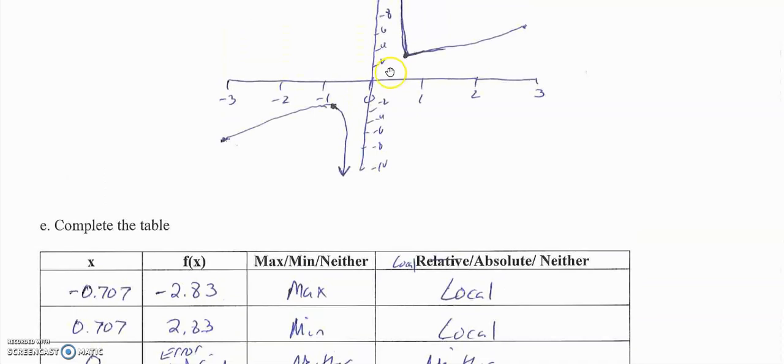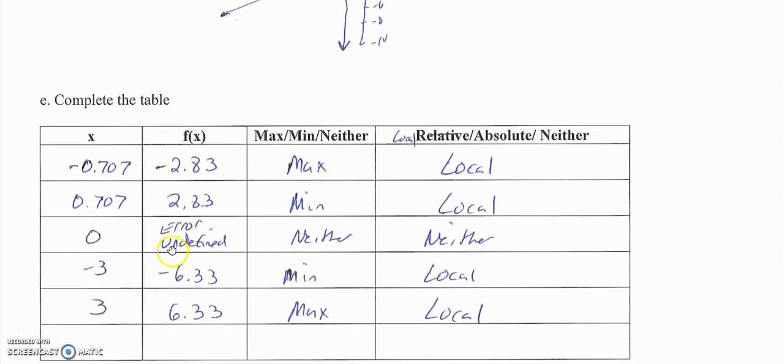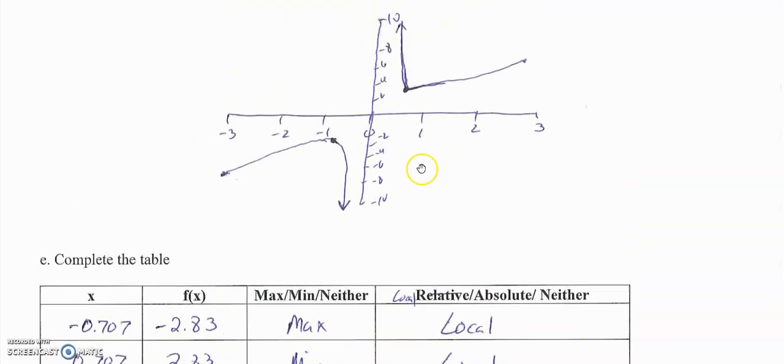So our domain is negative 3 to 3, so that's our x-axis, starting at negative 3, going to 3. To determine our y, we're going to find the lowest is negative 6.33, and our highest is 6.33. So I used a window of negative 10 to 10. So as we look at each point, we'll identify what it is.